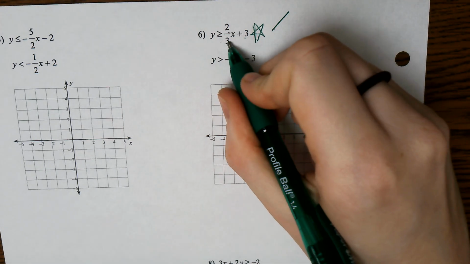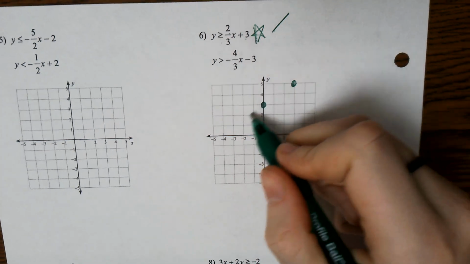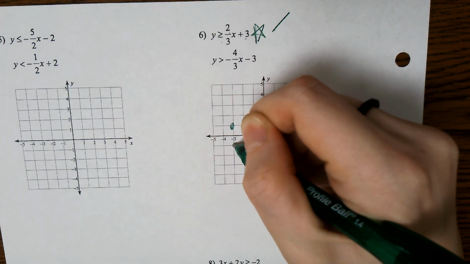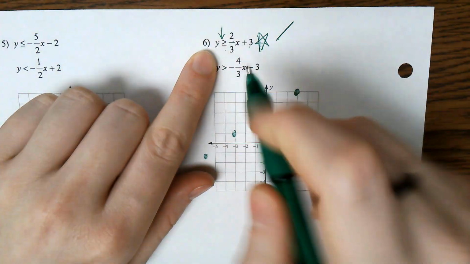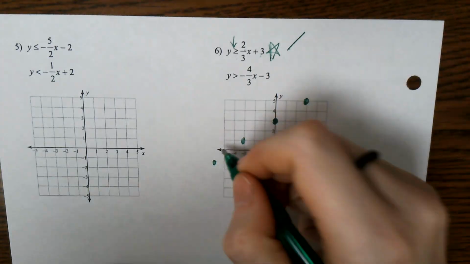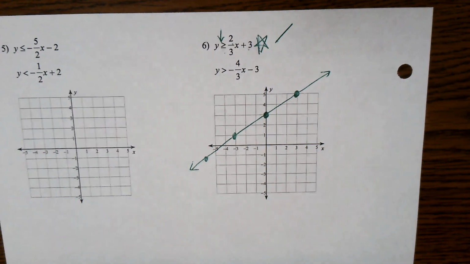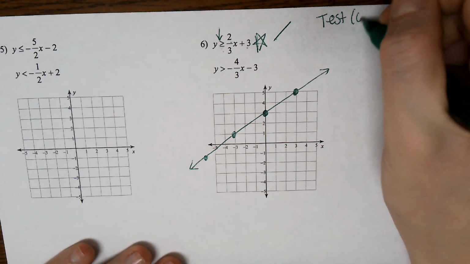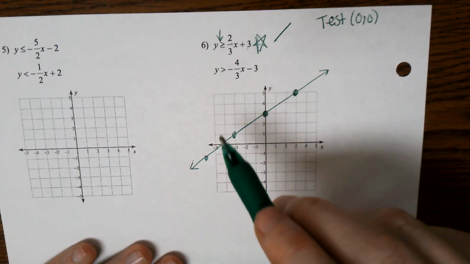Okay, rise 2 over 3, up 2 over 3. I can follow the same pattern this way, down 2 over 3 this way. Now notice that this is greater than or equal to, so that tells me that this should be a solid line. So I'm going to go ahead and make this a solid line. Then I also need to figure out where to shade. So I'm going to pick a test point. I tend to pick 0, 0 as long as it's not on the line, but really you could pick any point not on the line.